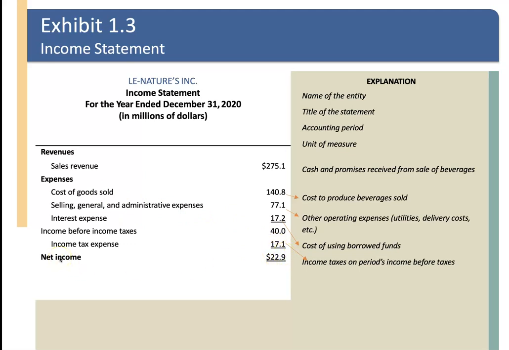Net income is the final measure of a company's performance. It could be an income or loss. If it's a loss, it means the company has spent more money to generate the revenue. And if it's an income, it means the company makes a profit, which is mainly the purpose of why companies exist.